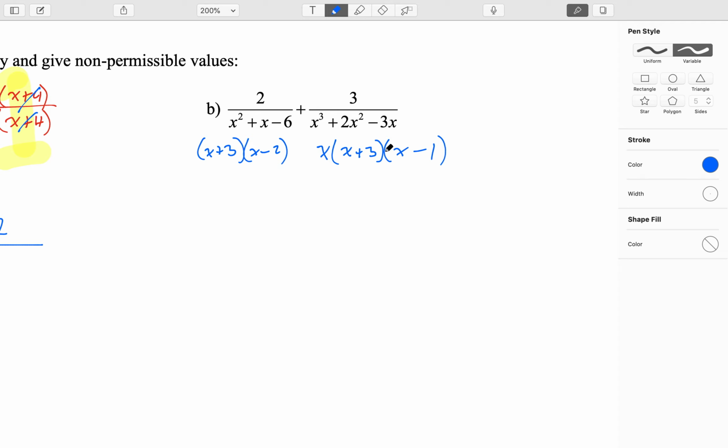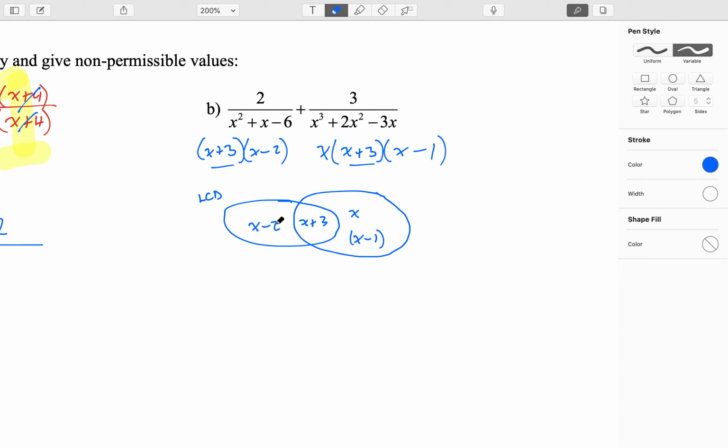Whoa, this is a pretty big denominator. The LCD, the lowest common denominator. Do they have anything in common? x plus 3, x plus 3. That's what they have in common there. So the left-hand denominator is x plus 3 times x minus 2, and the other one is x plus 3 times x times x minus 1. So this is going to have 4 different denominators, all of them together. That's what I want to create.